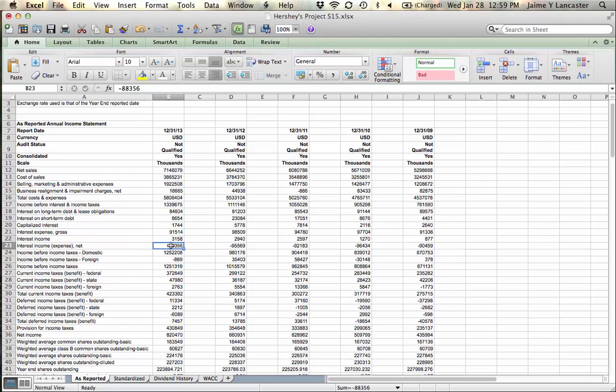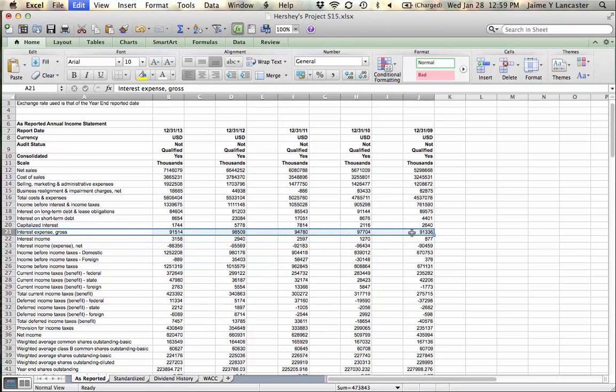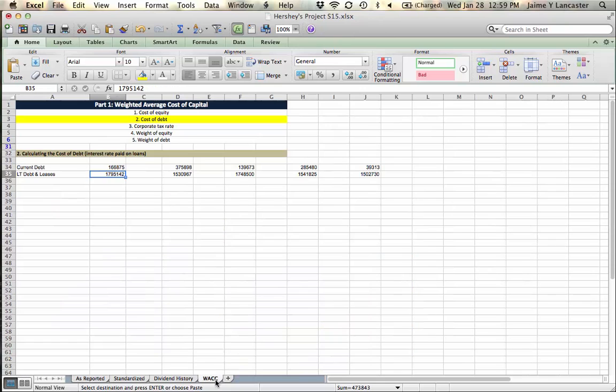Net is what's expressed on the standardized statement, but what we're really interested in is this gross number. That's the amount of interest that this company paid. If you're a company, if you're looking at your balance sheet and you don't have this, there's a tutorial on calculating net interest, and you can use that. So I'm going to copy that and bring it over. I'm going to skip a line and put it here.